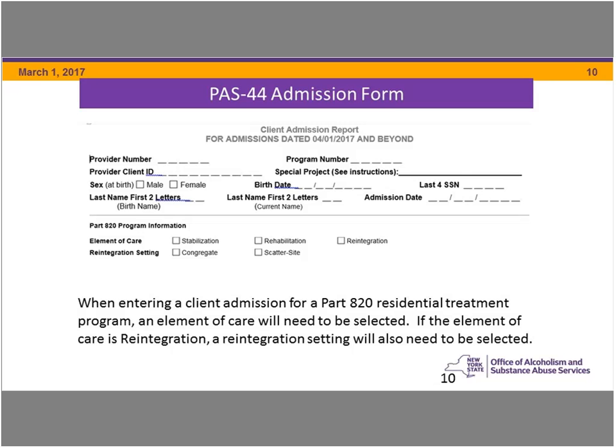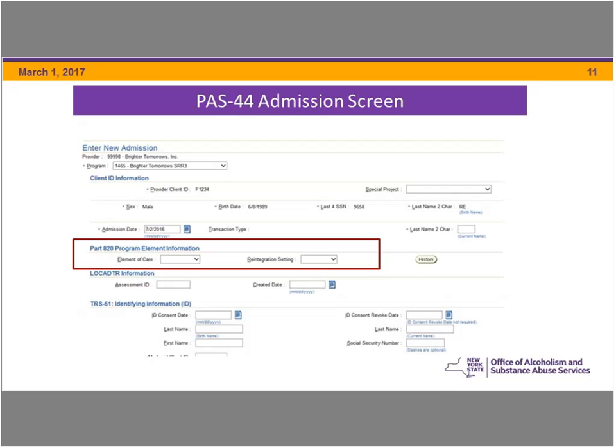If a program is certified to provide the element of reintegration, it will also indicate the setting. Congregate is provided in a community living experience with on-site staff available 7 days a week, 24 hours a day. Scatter site is housing provided at various locations where staff provide case management and supervision through in-house weekly visits. Okay, great. This is just a shot of the user interface showing where you'll put in the element of care in reintegration setting.